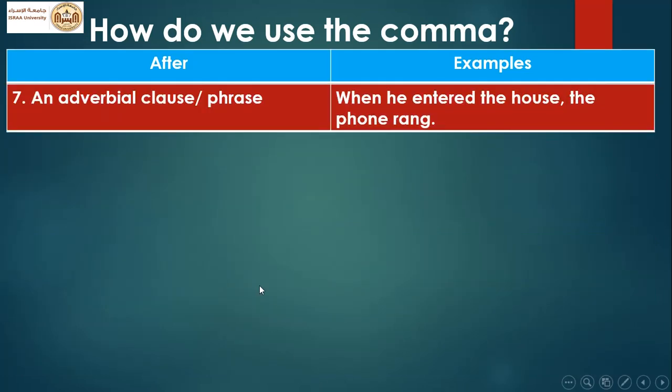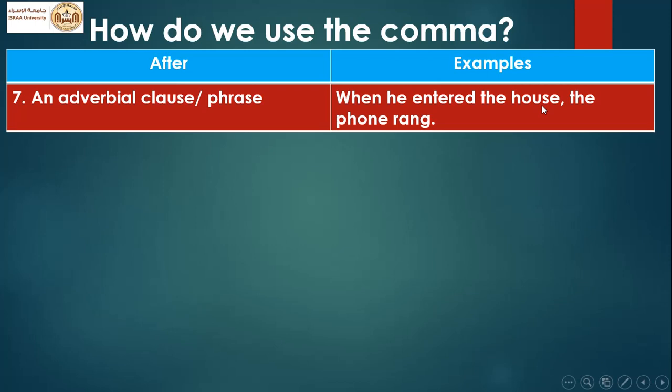Number 7, an adverbial clause or a phrase. What do we mean by adverbial clause? Maybe you took this in your course structure 1. Adverbial clause means that the clause starts with an adverb. Look at the example. When he entered the house. This is called adverbial clause because it starts with the adverb when. Then the clause he entered the house.